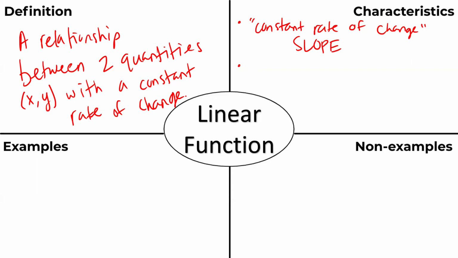What is another characteristic of a linear function? There are three equations that represent the equation of a line. Does anyone remember? What is the first one that comes to your brain? Y equals mx plus b. So we have y equals mx plus b, right? That's one equation. That's one characteristic. What's another one?